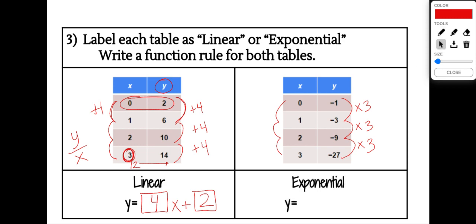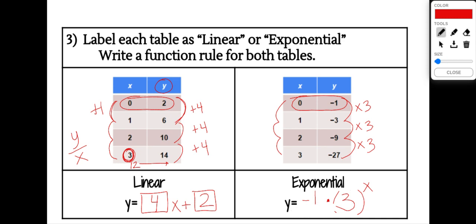So when I write an exponential function, I have a times b to the power of x. Okay, the a, that is our y-intercept. So that's going to be when x is 0. So that's negative 1. And then the multiplier, that's our factor of change, times 3, times 3, times 3. It's tripling, so the 3 would go right here. And there's our exponential function rule, y equals a times b to the power of x.